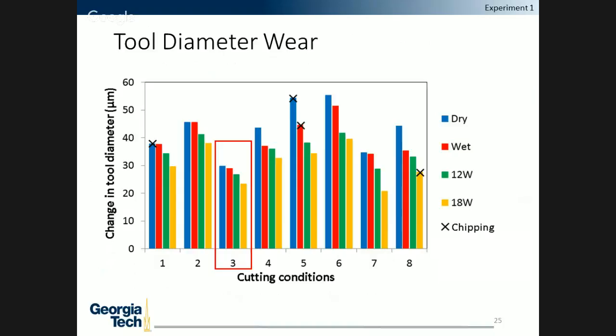With wet, that helped lubricate the tool and led to slightly less tool wear, but only a marginal benefit. Interestingly, with laser assist, as shown in green, we can see that it did better than both the wet and dry case. And interestingly, with 18-watt laser power, we saw that the tool diameter increased even less because of the thermal softening of the material.